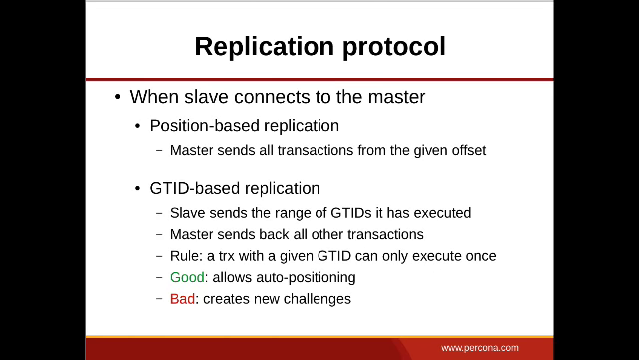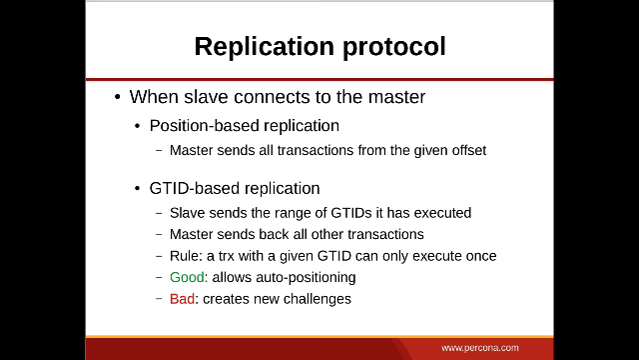One very important thing to know about GTID is that the replication protocol has changed a bit, and it has some implications that not everyone understands very well. So what happens when the slave connects to the master? If you're using position-based replication, the master simply sends all the transactions from the given offset. That's very simple. With GTID-based replication, it's very different. First, the slave will send the range of GTIDs it has executed, and then the master will send back all the other transactions.